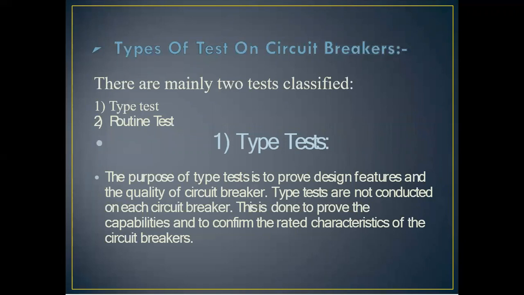So the types of test on circuit breaker. There are mainly two types classified. First one is a type test and second one is a routine test. We are seeing the first one, the type test. The purpose of type test is to prove design features and the quality of the circuit breaker. The type tests are not conducted on each circuit breaker. This is done to prove the capabilities and to confirm the rated characteristics of the circuit breaker.